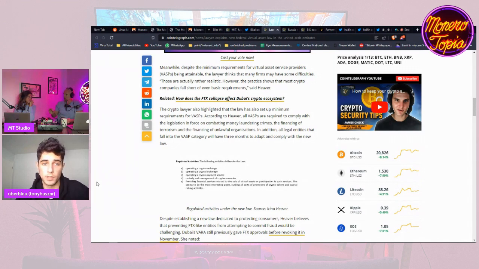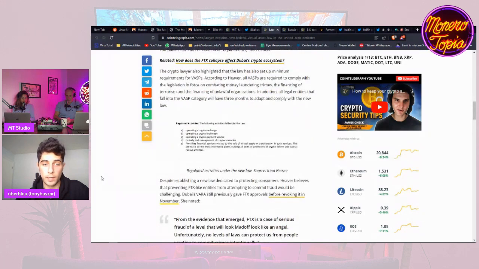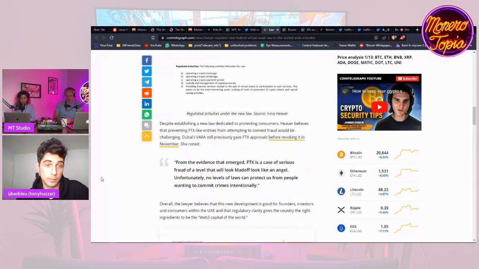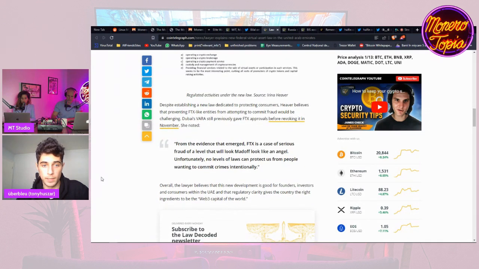And again, this is in order to combat money laundering, crimes, the financing of terrorism, and the financing of unlawful organizations. And then it also mentions that it's still going to be hard to prevent FTX-like entities from attempting to commit fraud. And they want to make the Emirates the Web3 capital of the world.